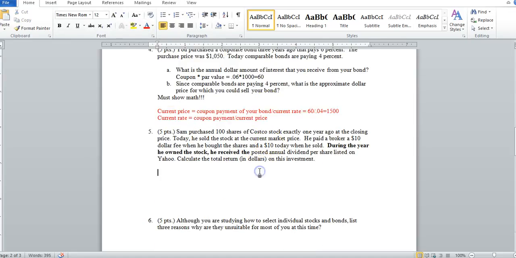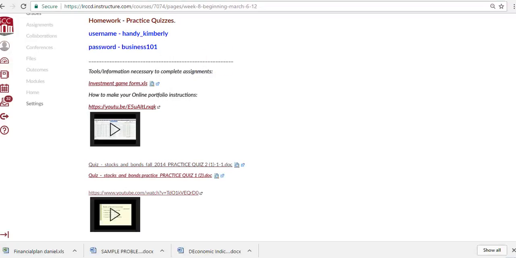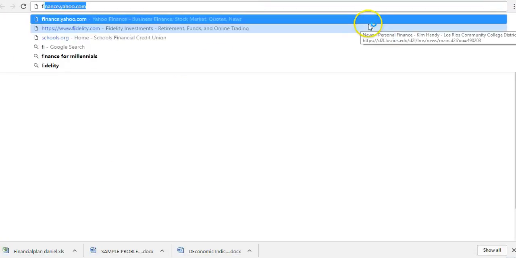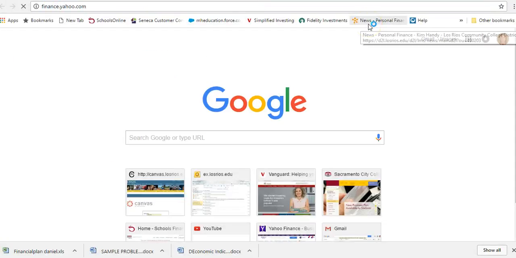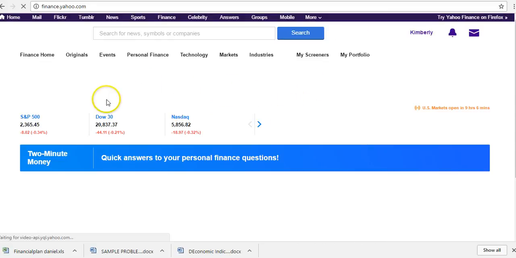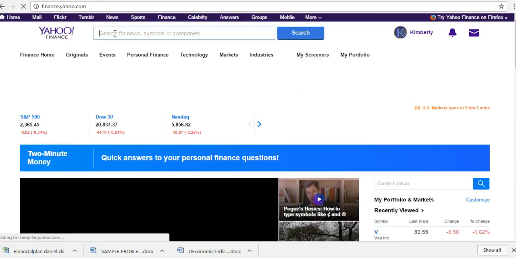All right, this one, number five. You have to go do a little research here on finance.yahoo.com because I've asked you to look up the price 1 year ago for a stock, and you need to know how to do that. So I'm going to pop over here and I'm going to go to Finance Yahoo. And we're looking up Costco.